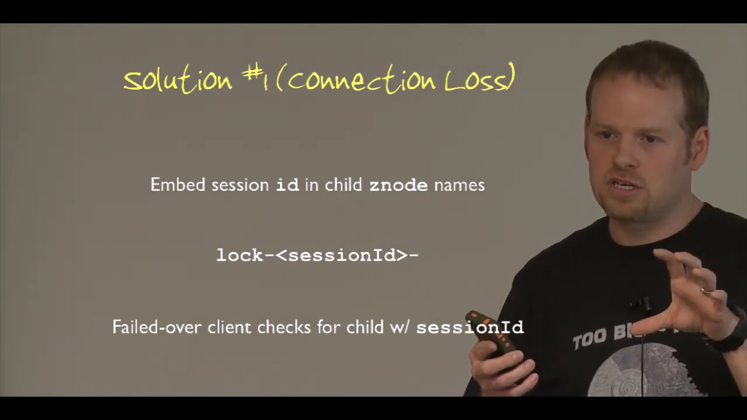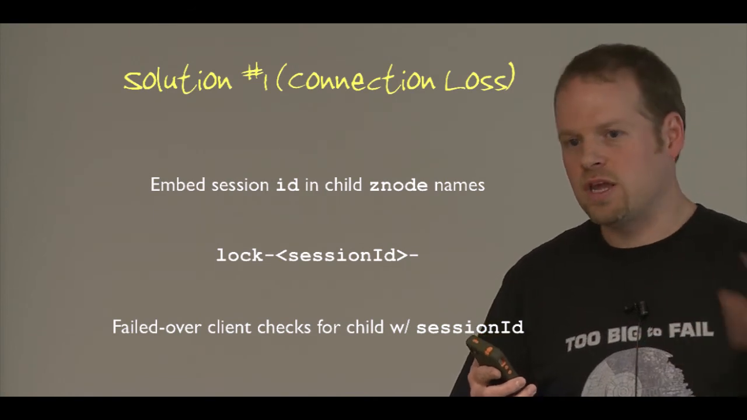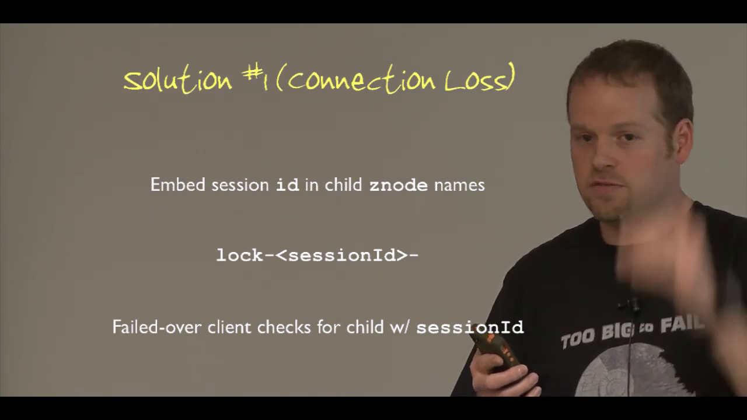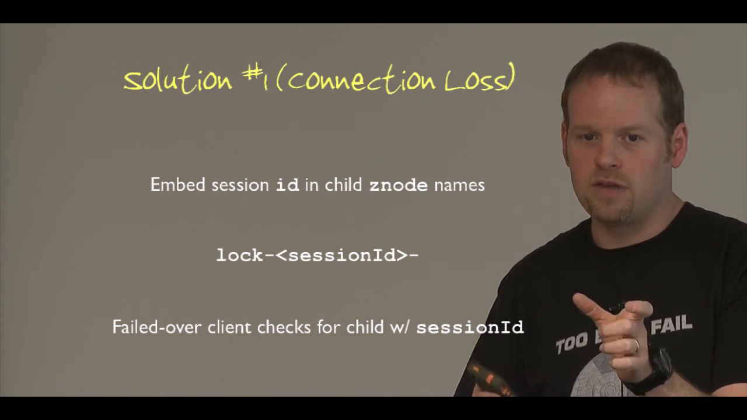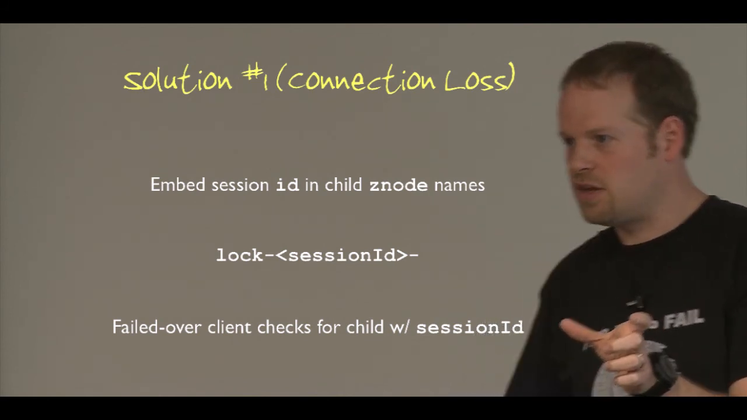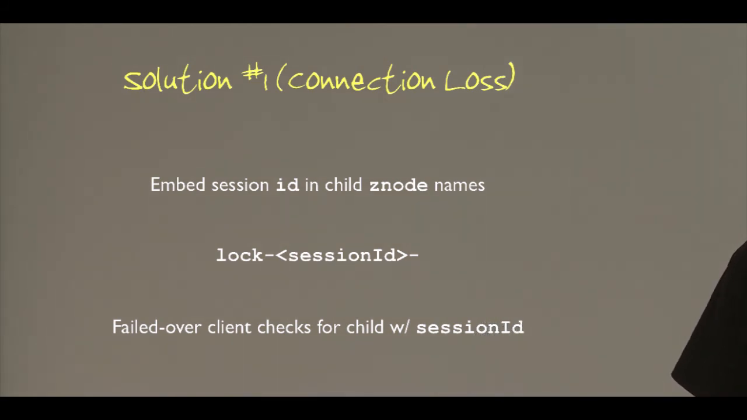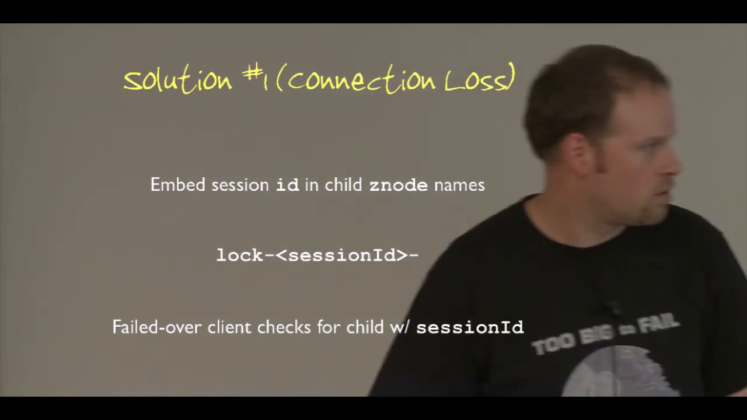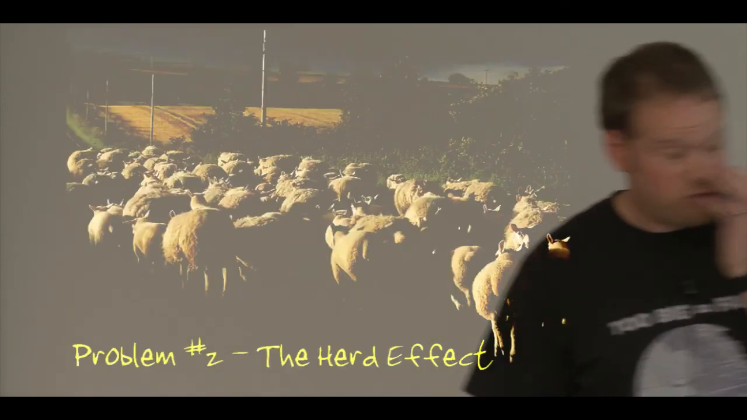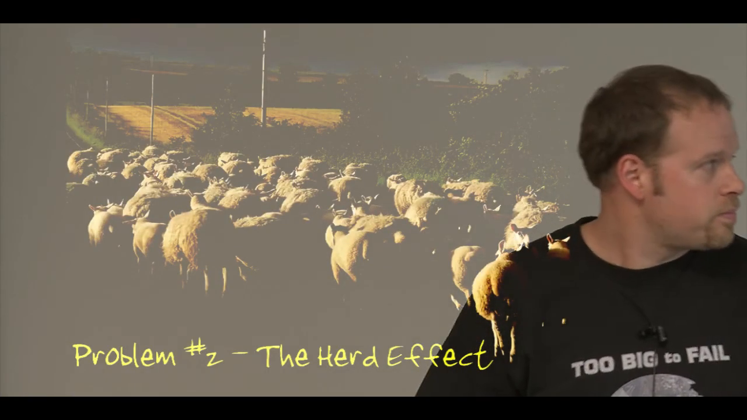So that way, if there's a connection loss, that client, when it reconnects, will basically say, hey, I just need to find the children and find out whether or not there is a node that happens to have my session ID in it. If there is, okay, then I can proceed. I know I created it. Otherwise, if there's not, the creation failed, and I got to create it, and then I can proceed. So that's problem one. Problem two is called the herd effect.